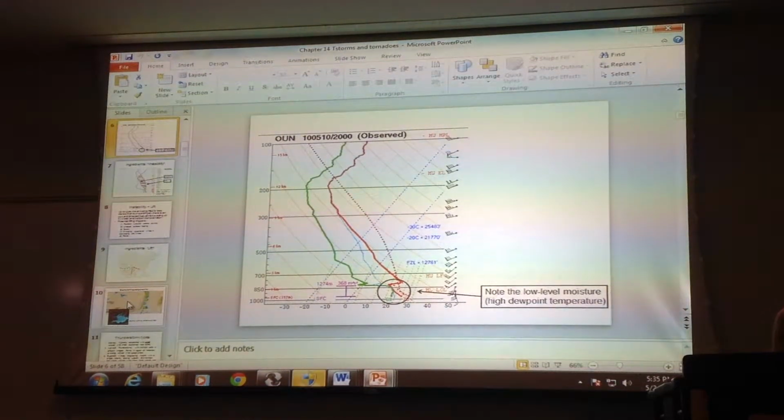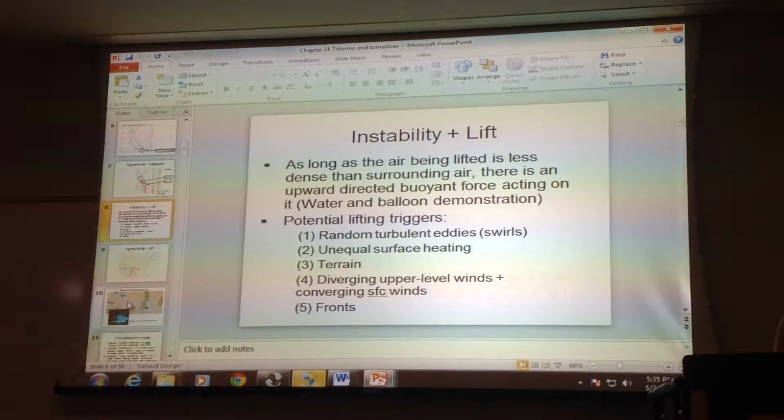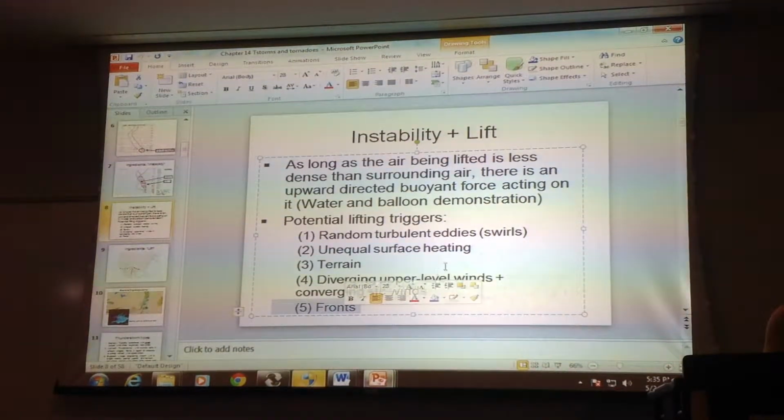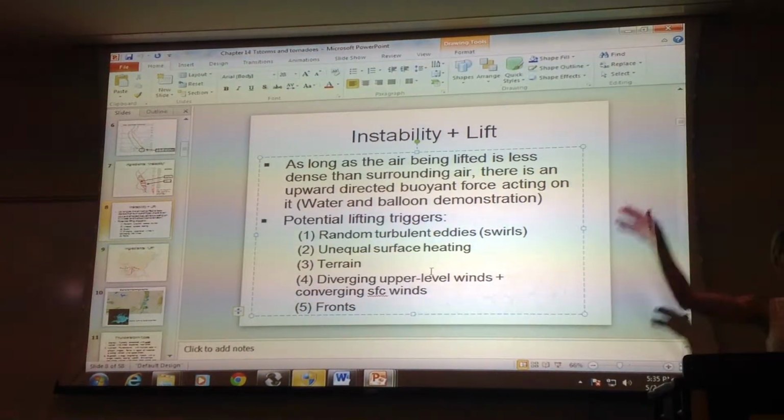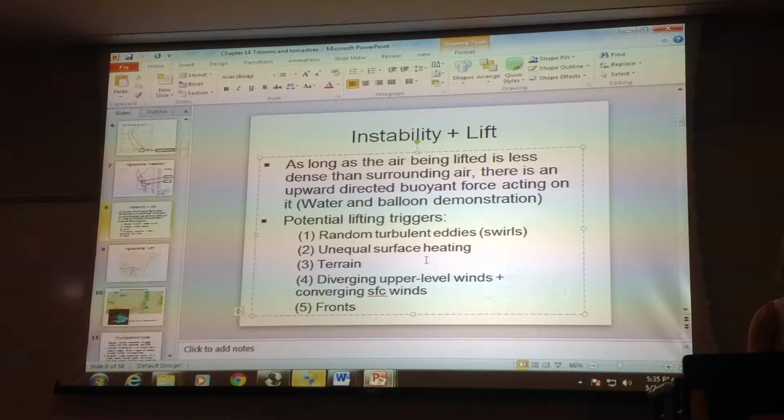What's something that we talked about that separates air masses with different... Yes, fronts. Fronts can trigger upward motion. Those are two big ones. So fronts, diverging upper level winds, so when you're drawing air out, your air is coming in together. Really, terrain and fronts, you can remember those and be fine, because we didn't talk a lot about random turbulent eddies. Unequal surface heating, that's one that you can remember too, that when you have different areas heated differently, you're going to have thermals rising, and that can trigger upward motion.